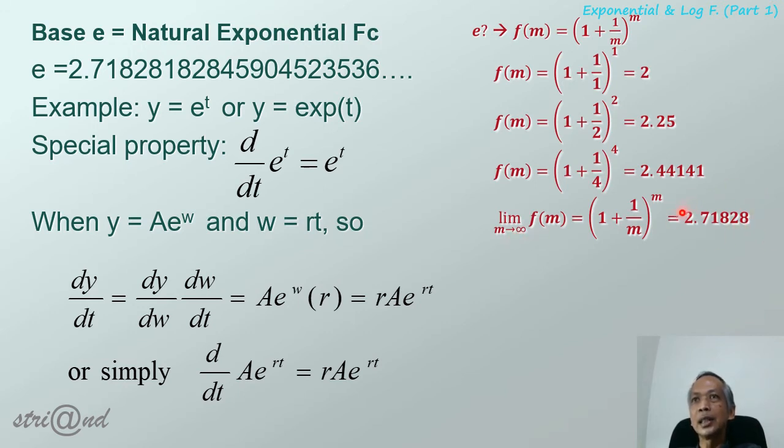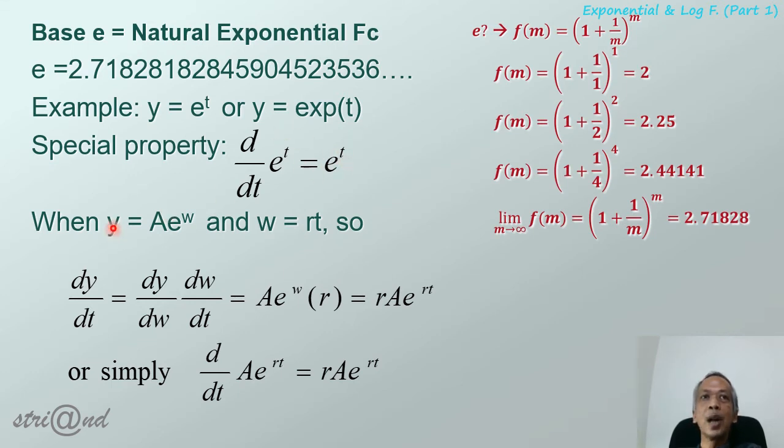So this is the explanation for the natural number. And then, for example, when we have here y equals e to the power of t, it is an example of a natural exponential function. One special property of a natural exponential function is that the derivative with respect to t of an exponential function is the function itself. So here we have y equals e to the power of t. The derivative with respect to t is e to the power of t, so the function itself.